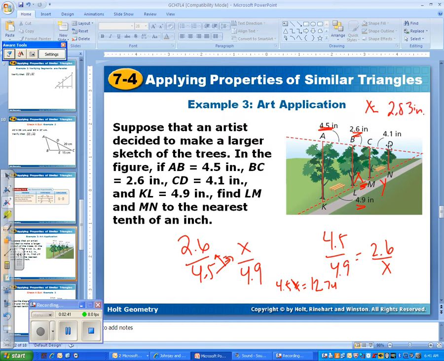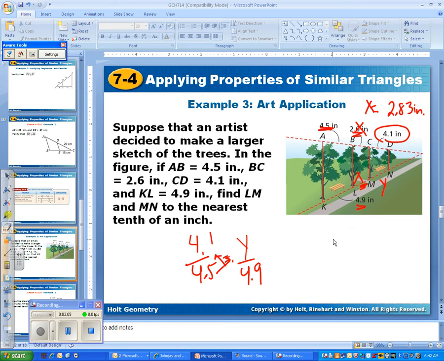So for y, you're going to use 4.1 instead of 2.6. So over here, I'm going to say 4.1 over 4.5 equals y over 4.9. And then you cross multiply and solve again. If you don't like to do that proportion that way, you could say that 4.1 over y equals 4.5 over 4.9. So these are just two of the ways that you could set up your proportion.